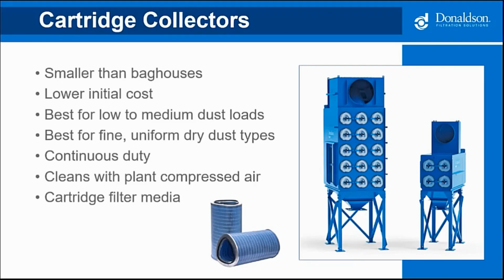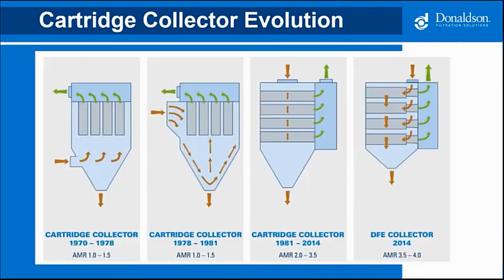The cartridge collector that you see has continuous duty capabilities. So if you're in a high-level production, you can run this 24/7, and it will maintain the proper differential pressure, the proper air volume online 24/7. We use the compressed air in the plant to reverse pulse. And then, of course, the cartridge filter media we will talk about momentarily. But before we do that, let's look at the evolution of a cartridge collector.